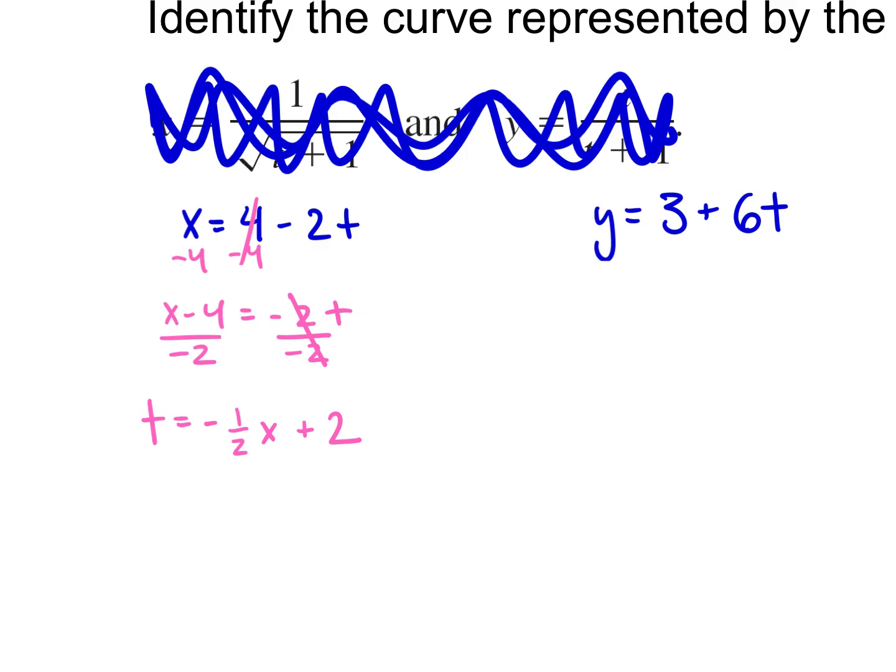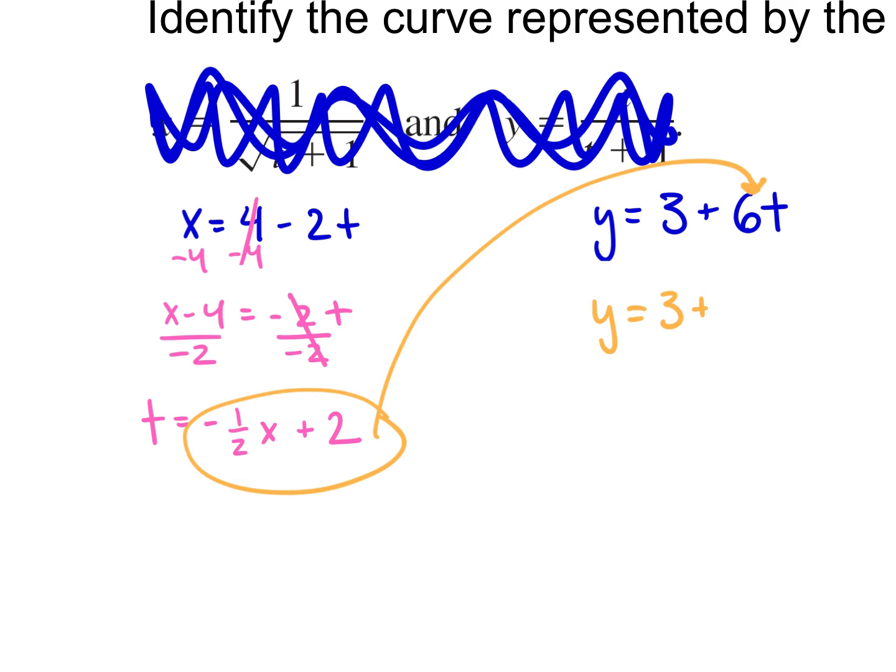Next, I'm going to take what t is equal to, and I'm going to substitute it into the t in my other equation. So since I found what t was equal to in my x equation, I'm now going to substitute it into the y equation. So we have y equals 3 plus 6 times negative 1/2 x plus 2.